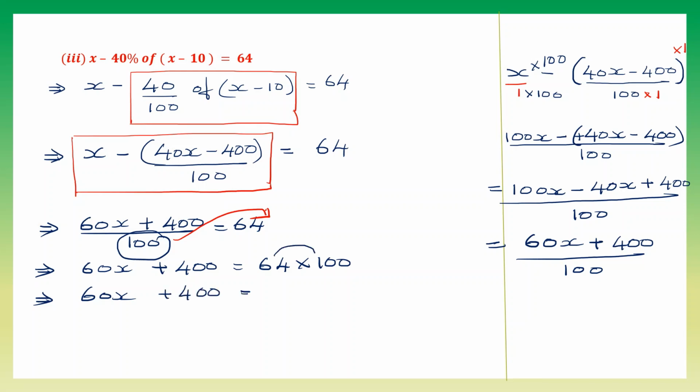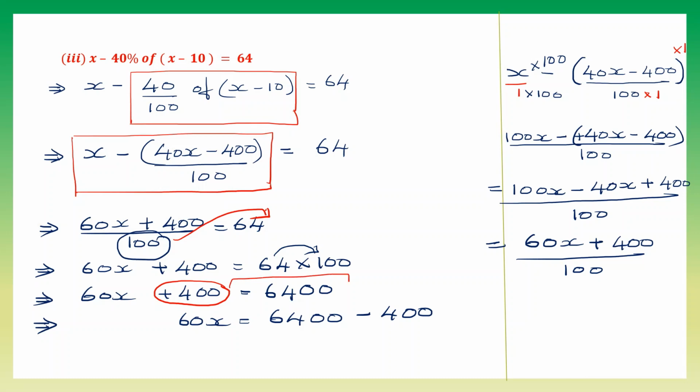Let me multiply 64 into 1. 64 into 1 is 64. Now add the two zeros. So 6400. Now let's find the value of 60x. So 60x will be 6400 minus 400. How did we get that minus 400? We have transposed this plus 400 to the right hand side. It's become minus 400.